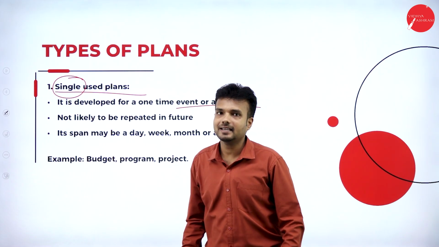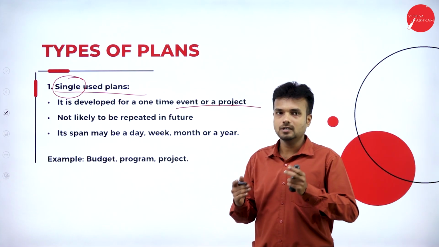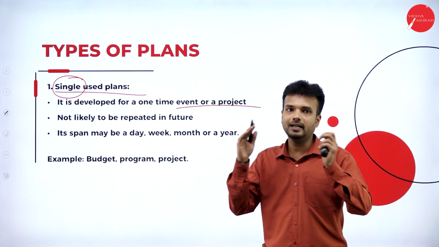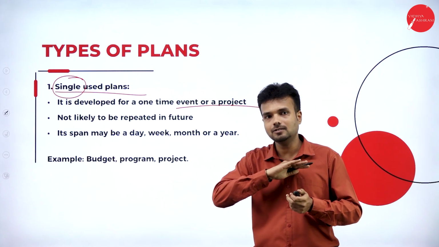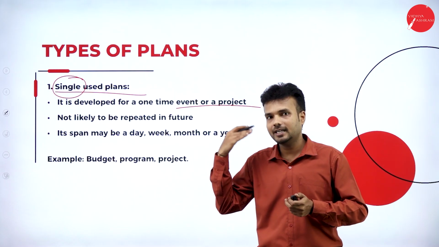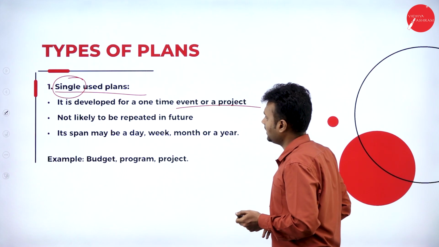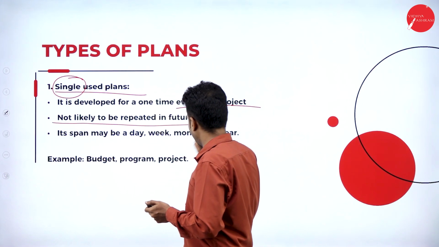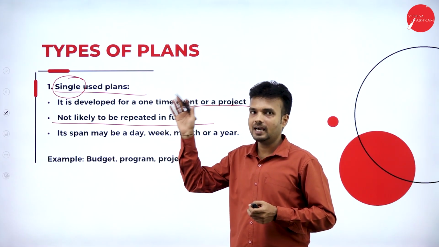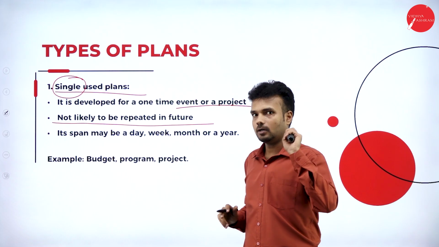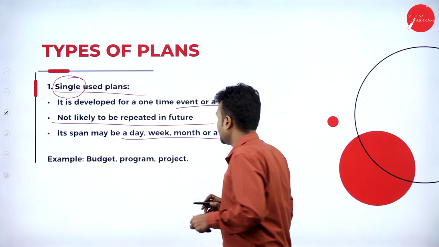This kind of plan can be developed only for a one-time event or project. There are some events that may happen only once in a year or once in 5 years. After the completion of the event, the plan is over. It cannot repeat again and again. Whatever plan we make, it does not repeat in the future. It can be applied only once in the lifetime of the organization. Its span may be a day, week, month or a year.